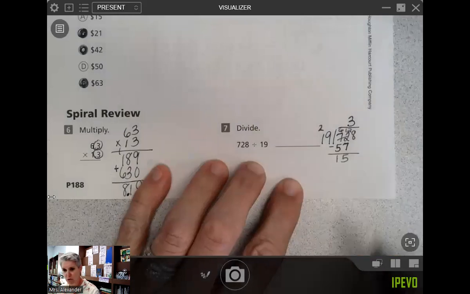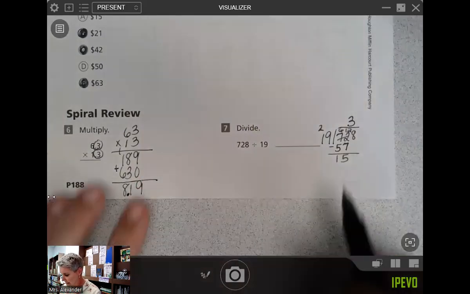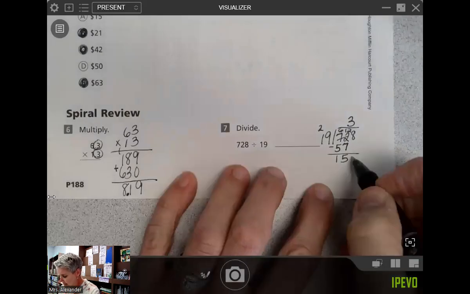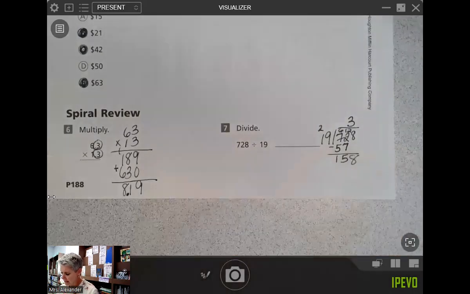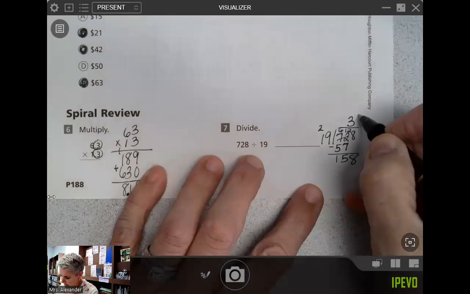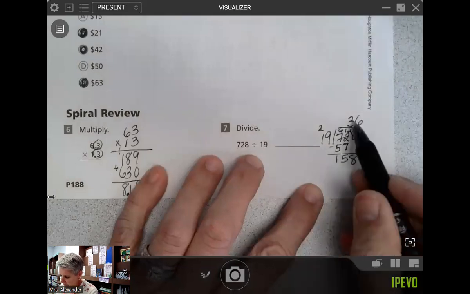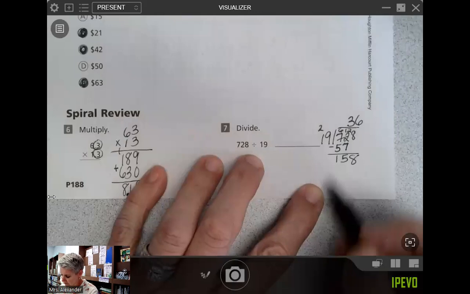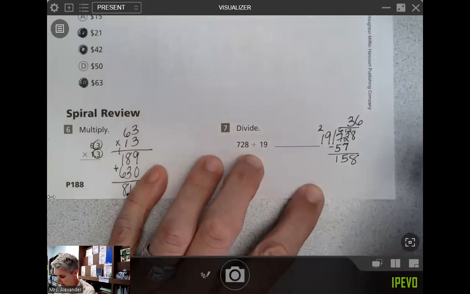Oh, maybe not. I subtracted. I got 15. That's less than 19. I'll bring down my 8. And this time I think 19 goes into 158. How about 6? What's 9 times 6? Let's try 6. If I double, because I did 3, 6 would be 114. I don't know if that's going to be enough.